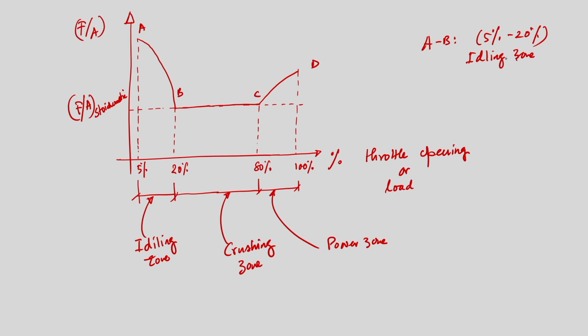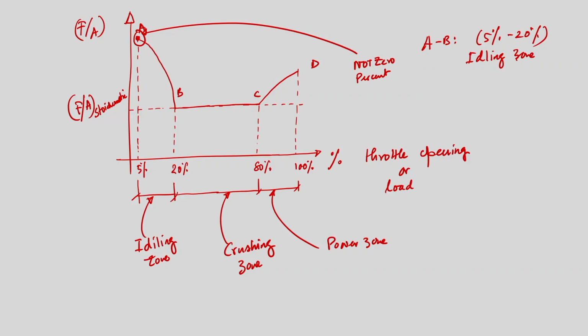That means this point A, if we try to recall, this is not 0%, because the engine is running, but the throttle valve is almost closed, but not fully. So, we cannot say this is 0%.